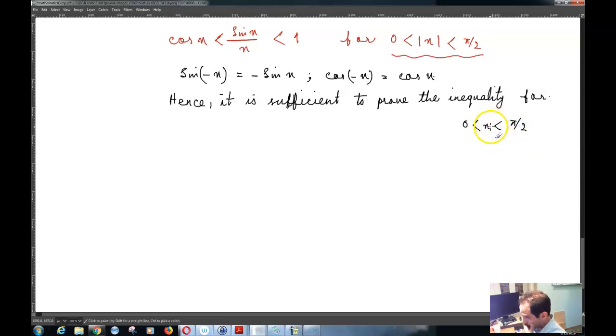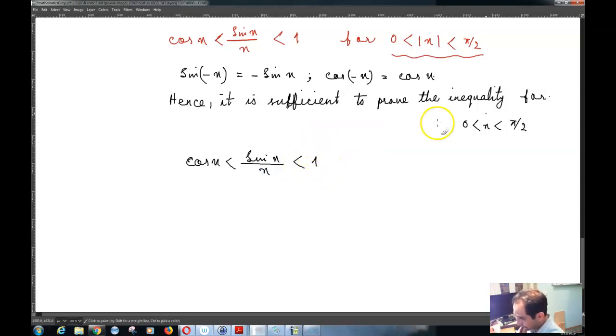Meaning that if you prove the inequality for x greater than 0 and less than pi by 2, then, since sine of negative x is equal to negative sine x, over here I have cos x less than sine x by x, and over here I have 1. The 1 is a constant, it doesn't change.